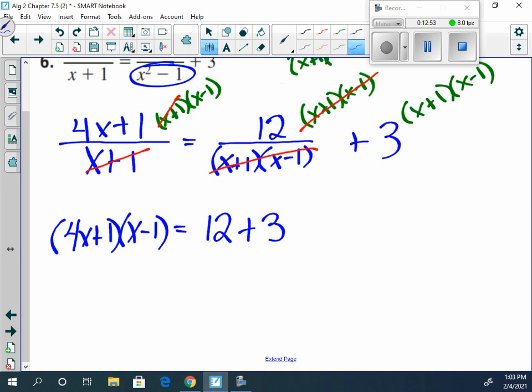Well, wait a minute, where did I get x plus 1 and x minus 1? Where did that come from? The denominator of what? This here, right? It came from x squared minus 1. So wait a minute, what is x plus 1 times x minus 1?